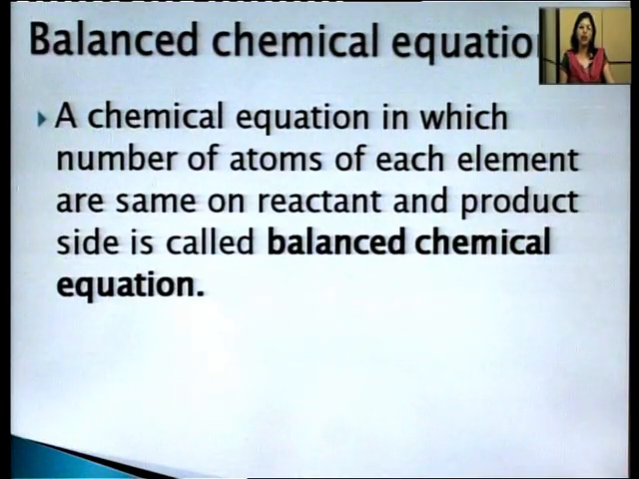Next is the balanced chemical equation. A chemical equation in which the number of atoms of each element is the same on the reactant and product side is called a balanced chemical equation. So, a balanced chemical equation is that chemical equation which contains the same number of atoms of each element on both sides of the arrow, that is on the reactant side as well as the product side. Now we have to change an unbalanced or skeleton chemical equation into a balanced chemical equation.